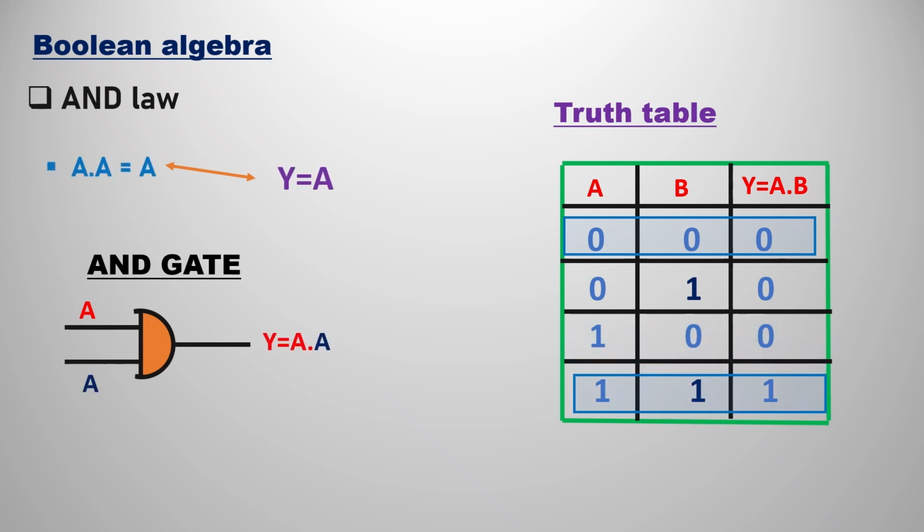So this is the third case that we are going to see in the AND law, that is a into a is equal to a only. In normal math it is a different thing, that is a square. So forget about that. This is Boolean algebra.